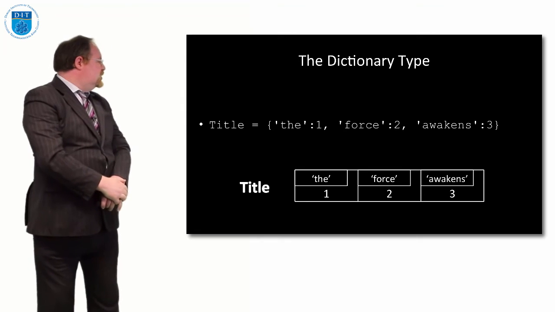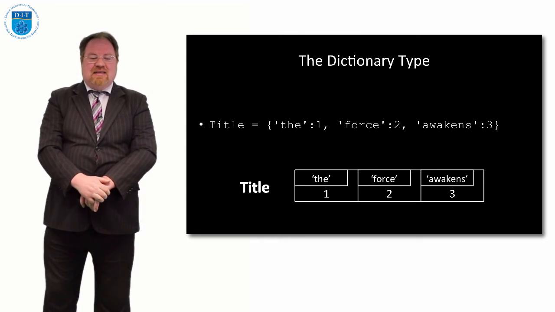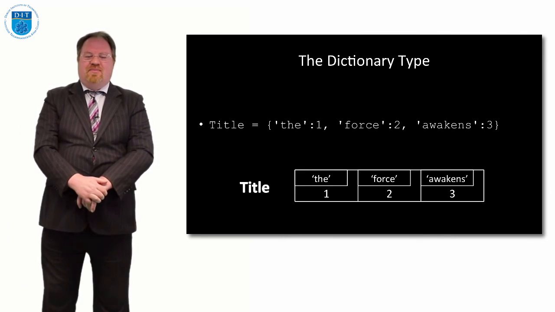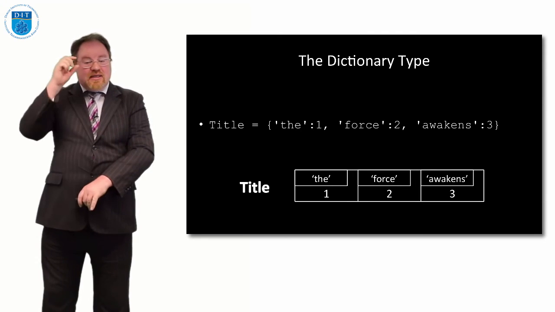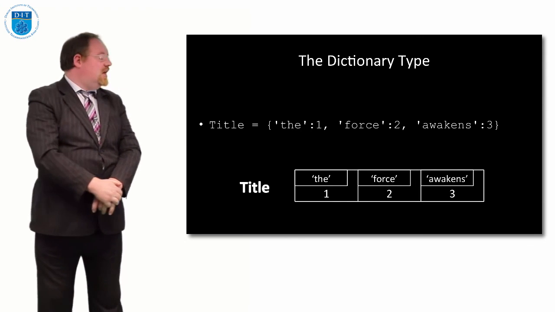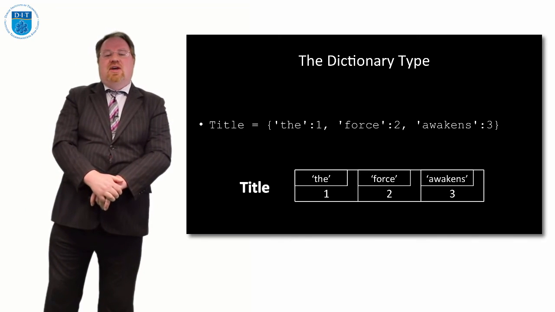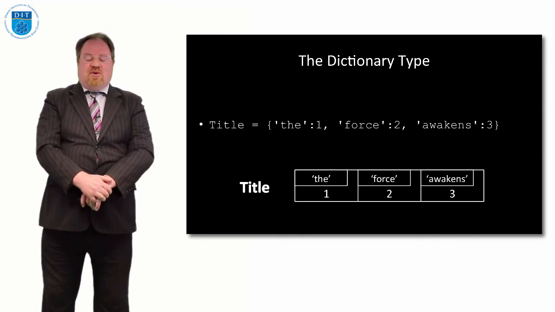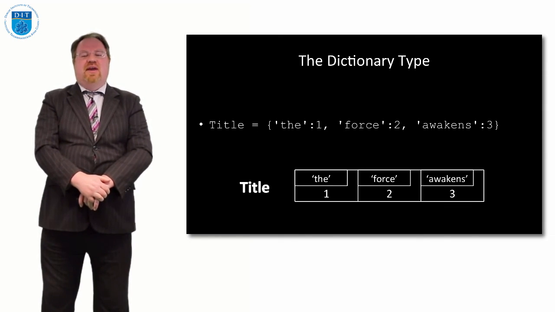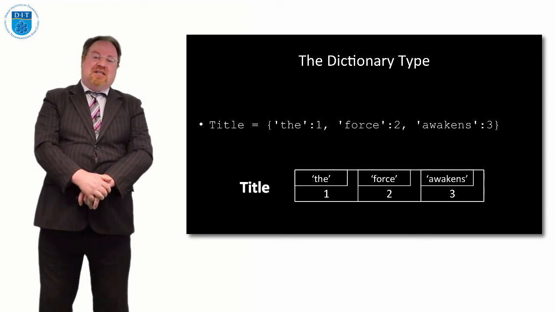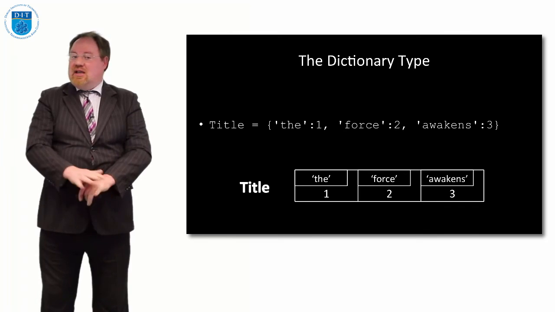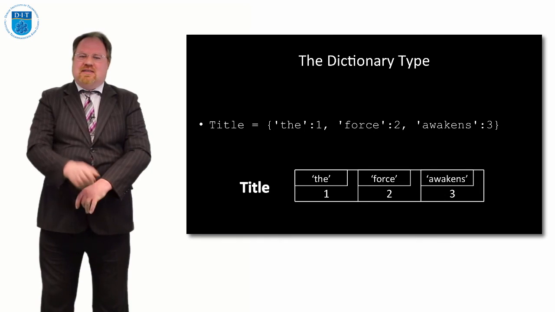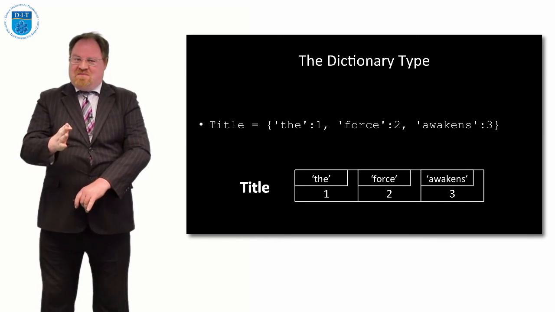And if I declare a variable called title, and I say title has the following values in it. The first element will be indexed by the word "the", and will store the number 1 in it. The second element will be indexed by the word "force" and store the number 2 in it, and the third element will be indexed by the word "awakens" and store the number 3 in it. So if I do title, open square bracket, force, close square bracket, it'll return the number 2. If I do title, square bracket, 2, close square bracket, it'll give me an error because there's no such thing as the 2th element of this at all. The indexing is by the words the, force, and awakens, which is fun.